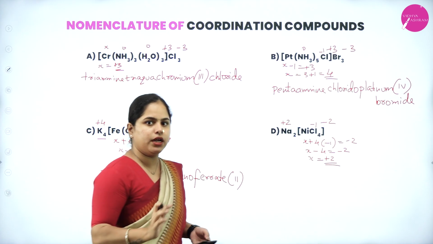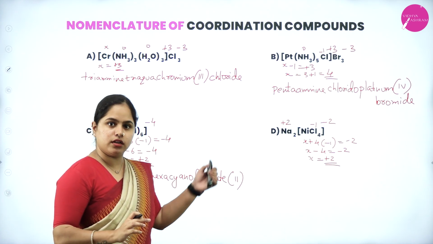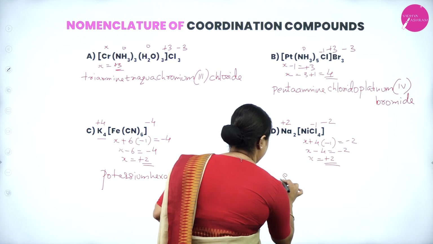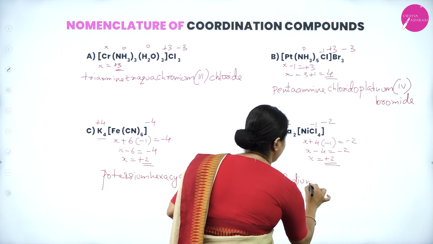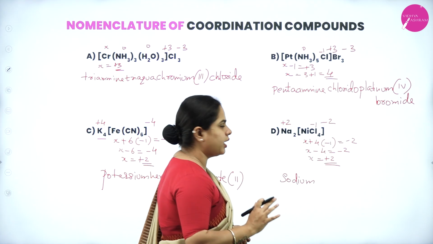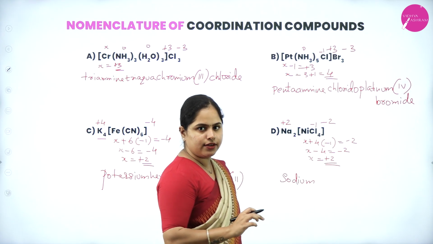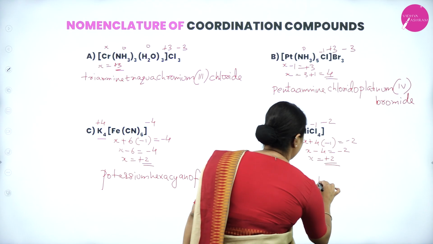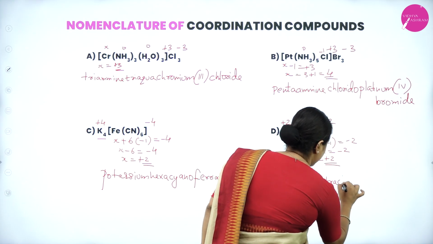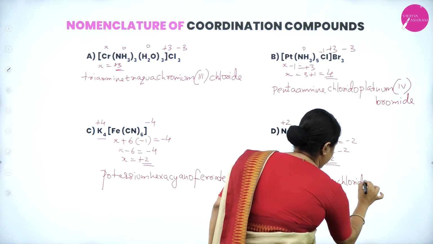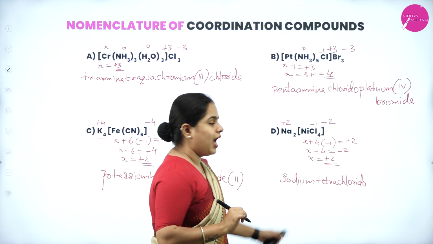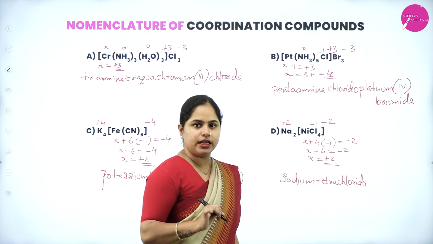So the oxidation number is done. Now which is the cationic part? It is sodium, right? So I write sodium first. Okay, now I move on to the coordination sphere. Right, so the coordination sphere is the anionic part. Which is the only ligand present there? Chlorido. How many are there? 4 are there. So tetrachlorido.